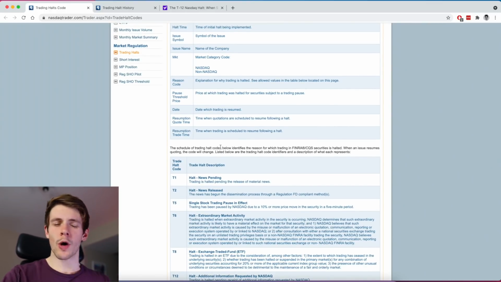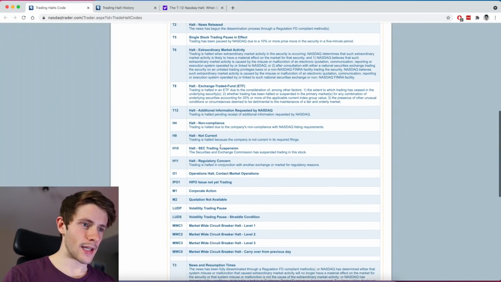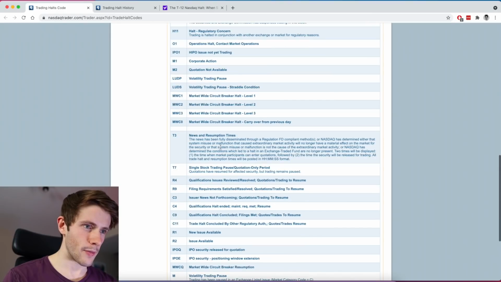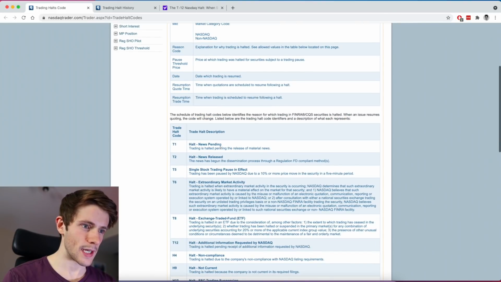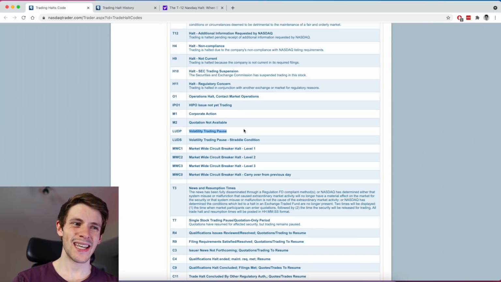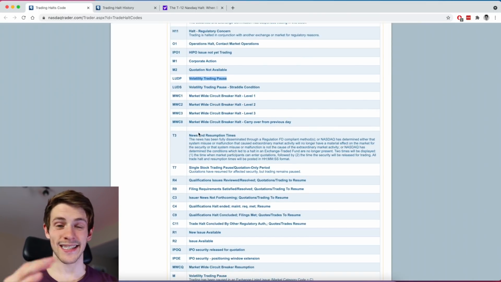So the most common one that you will ever see is the LUDP, and I'm trying to find it. I'm feeling blind right here. I think I've scrolled past it 50 times already. There we go. LUDP, Volatility Trading Pause, and this is also known as the circuit breaker pause.